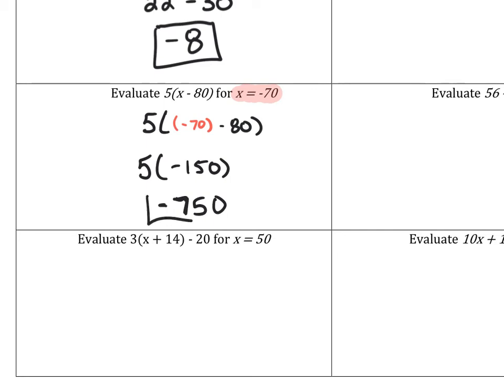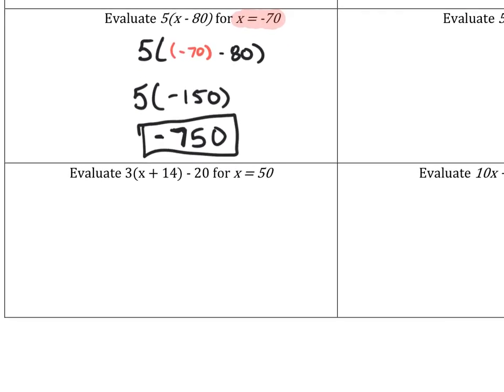All right. Okay. Now, last little example here, and then I'll leave the other ones for you. All right. Is going right here, okay, and looking at it again. All right. You've got to evaluate 3 times x plus 14 minus 20, and they want you to evaluate it for x is equal to 50. So that means you're going to have 3, but instead of having an x, you're going to plug in a 50 plus 14 minus 20.